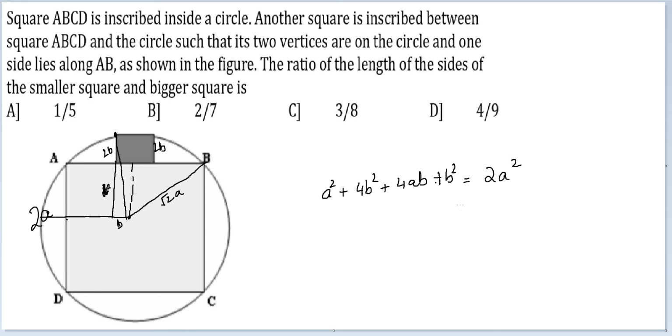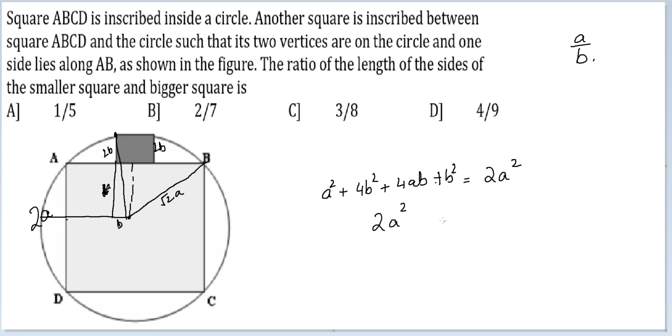Okay. So now how do I break this up or do this nicely? 2a square. Finally, what do I need? The ratio of length of sides of this square. I need a by b finally.